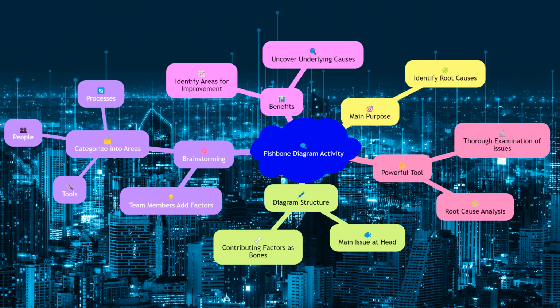The fishbone diagram activity helps teams to identify the root causes of issues. Participants draw a fishbone diagram with the main issue at the head and the contributing factors as the bones. Team members brainstorm and add factors to the diagram, categorizing them into different areas, e.g., people, processes, tools. This visual approach helps to uncover the underlying causes of problems and identify areas for improvement. The fishbone diagram activity is a powerful tool for root cause analysis and encourages a thorough examination of issues.